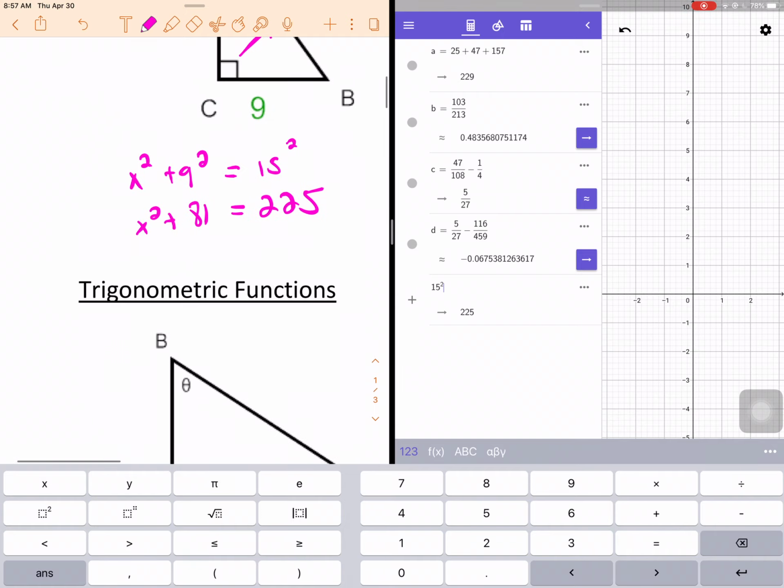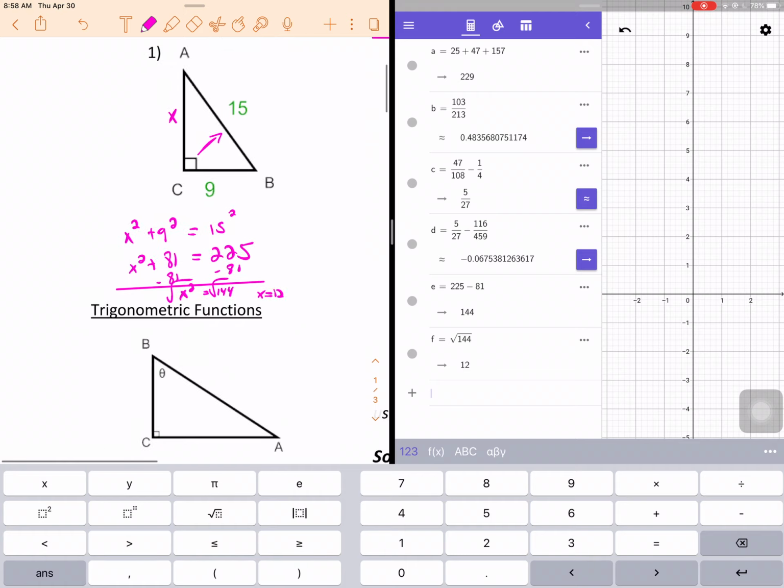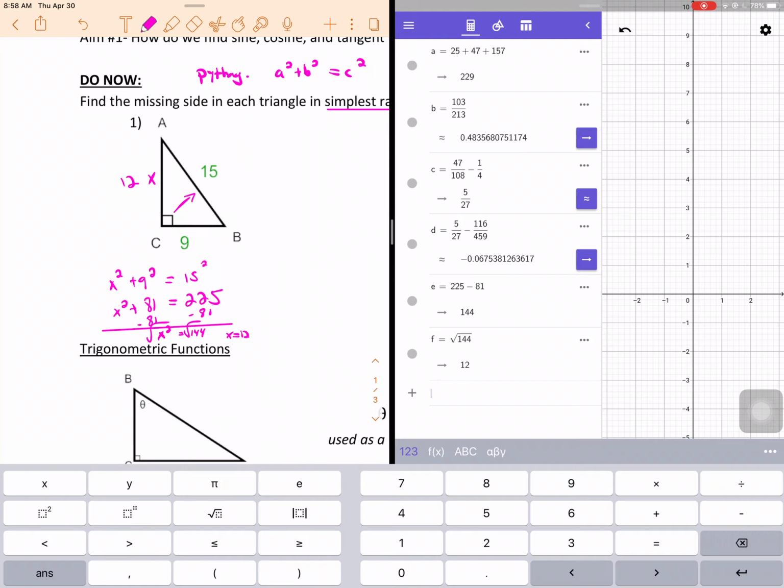And then we're going to solve this, so we're going to subtract 81. And we get 225 minus 81, 144. So we get x squared equals 144. Take the square root of each side, and you get x equals 12. So no simplest radical form needed. You just get AC is 12.